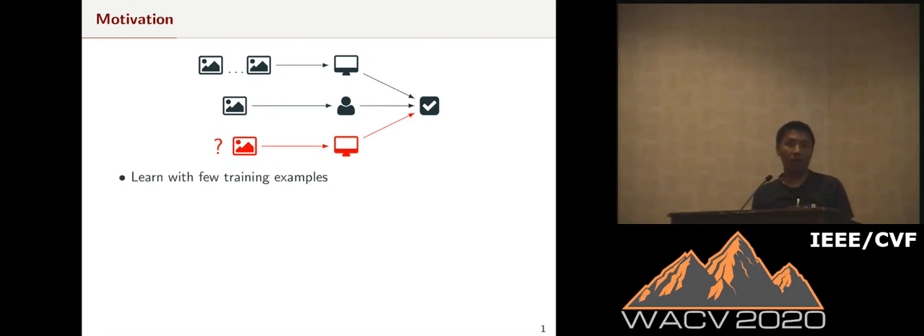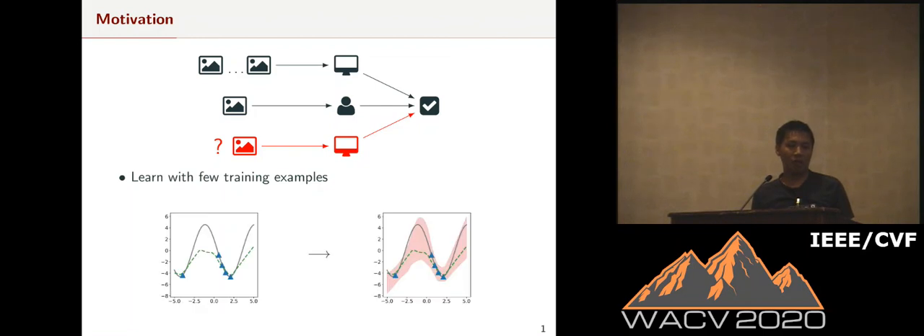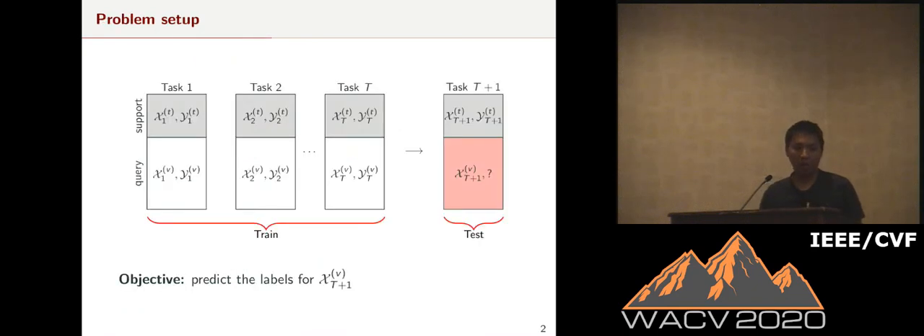Second, learning with fewer examples is very difficult because overfitting is a big issue. So how can we include uncertainty in our prediction to prevent overfitting? The problem setup of our few-shot learning is that we are given T training tasks. Each task consists of a support set and a query set. After the learning, given an unseen task with a few training examples, how can we predict well the unlabeled examples within that task?